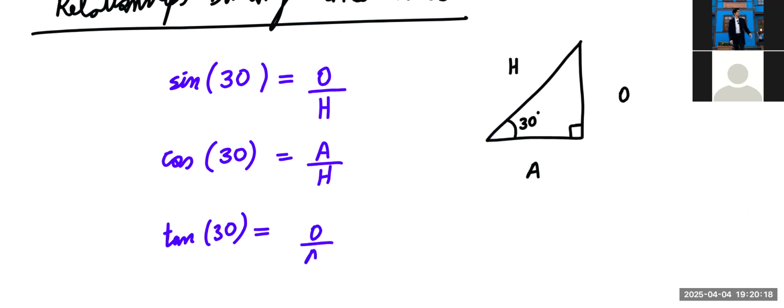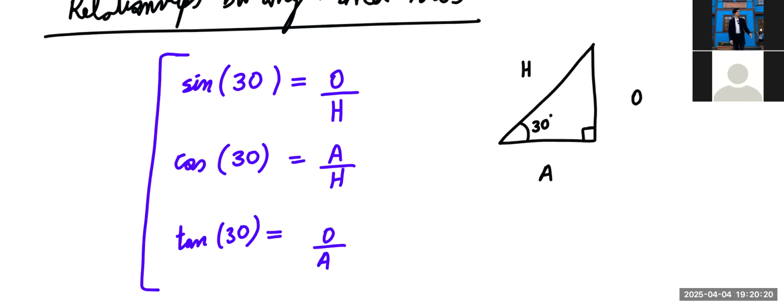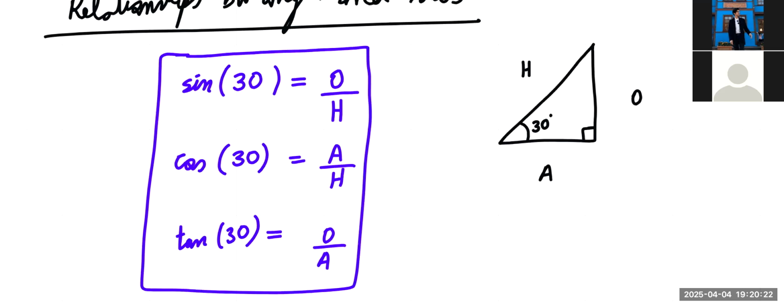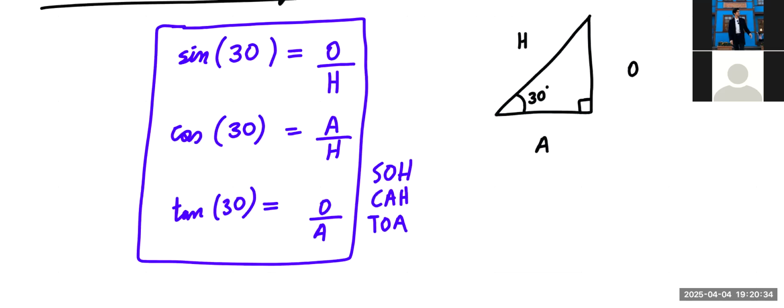Now, do you know a method to remember these? Like, do you have a mnemonic? It's a SOHCAHTOA kind of thing. Exactly. SOHCAHTOA. It sounds like a magic spell from Harry Potter, but that's an interesting way to remember it.